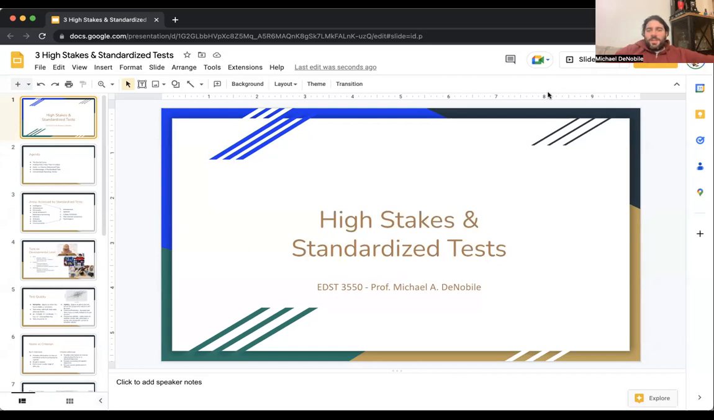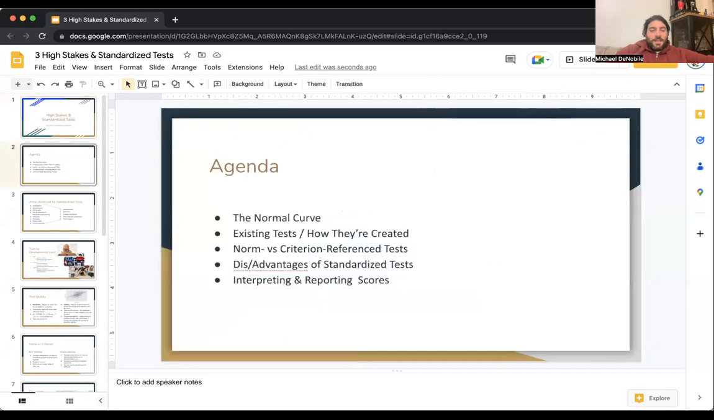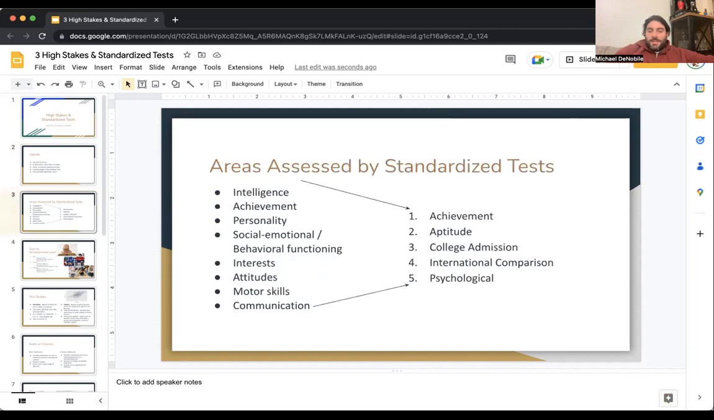This is episode 3, High Stakes and Standardized Tests. Today we're going to be looking at the normal curve, existing tests and how they're created, the difference between norm and criterion reference tests, the advantages and disadvantages of standardized tests, and then finally interpreting and reporting scores. I'm going to try to run through this as quickly as I can. This has a lot of meat to it, but I'm going to try to do it as quickly as I can.